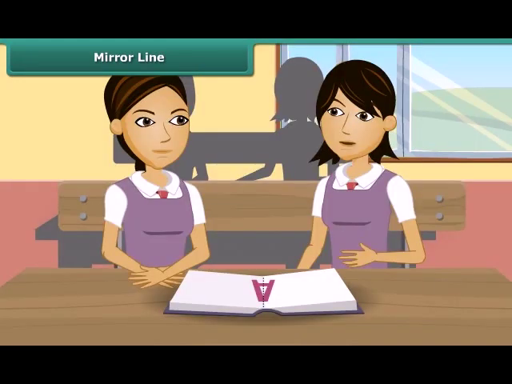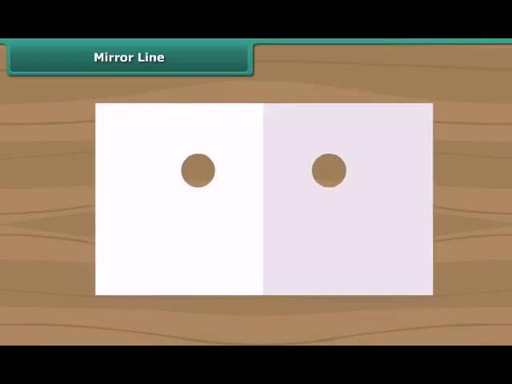Let's play a game now. Which game? Punching game. In this game, we will fold these papers and punch a hole. This is so simple. Now open these papers. We can see 2 holes which are symmetric. The fold is a line of symmetry.